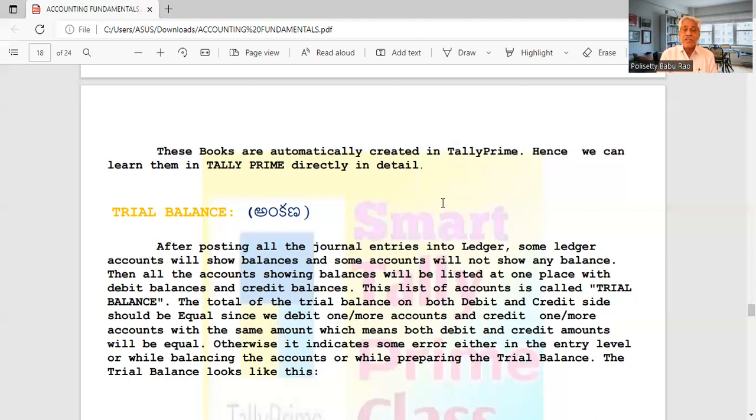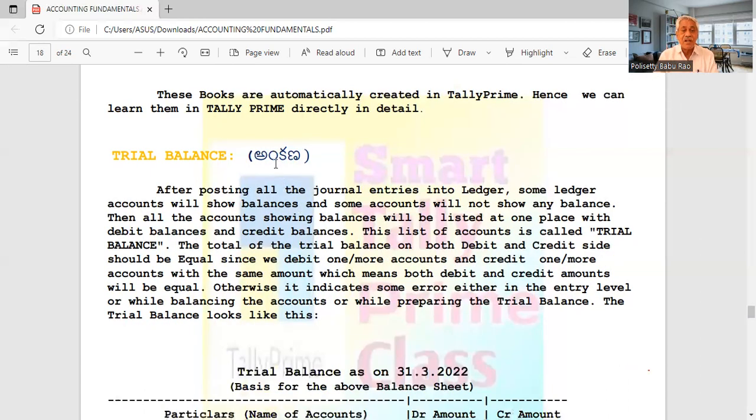So for this, we prepare a statement, a list of all the accounts which are showing balances. Those we will enter in a statement or a list. That list of accounts showing balances only. If there is no balance, we will not take it. So all the accounts with balance will be shown in one list. That list is called the trial balance.